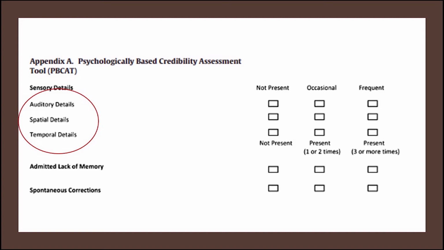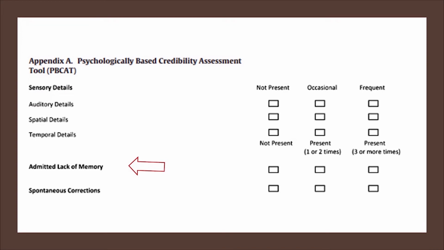The next one is admitted lack of memory. Individuals are more likely to admit to lack of memory when they are telling the truth, as a liar would not want to raise suspicion in this way. When speaking the truth, people will spontaneously correct themselves more frequently as they remember an event.